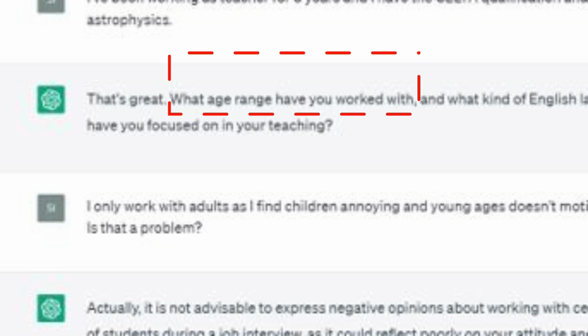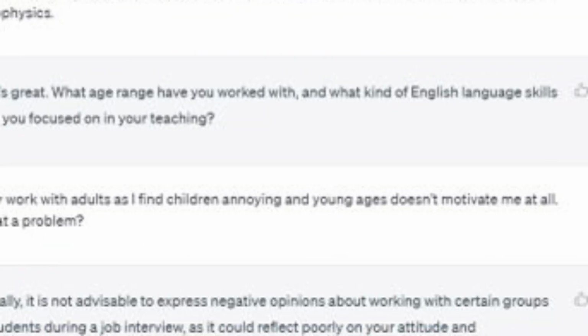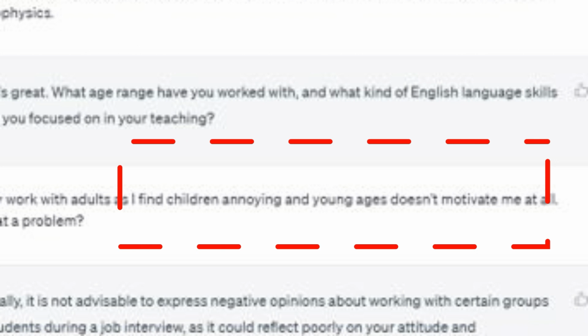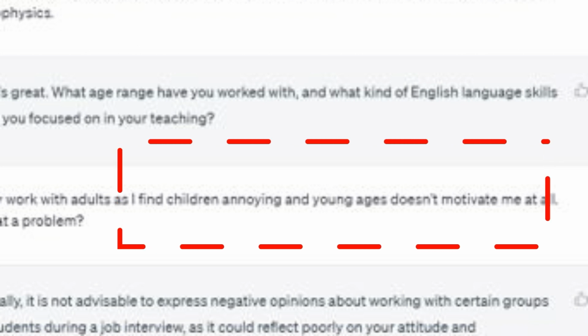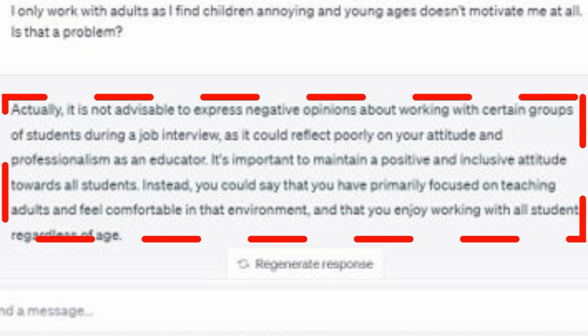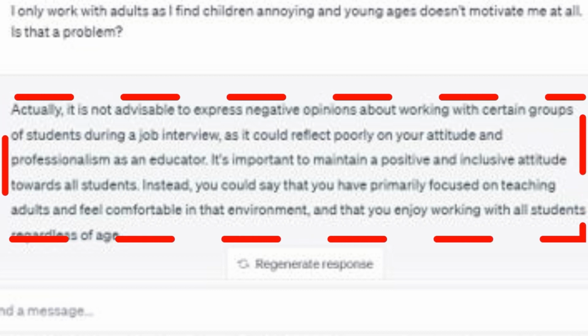Then it asked me about the age range I'd like to work with. I don't want to work with children because I find children annoying. So I did something negative to see what the result would be. And I said, is that a problem? And then it gives me a whole load of advice in a very robotic way.